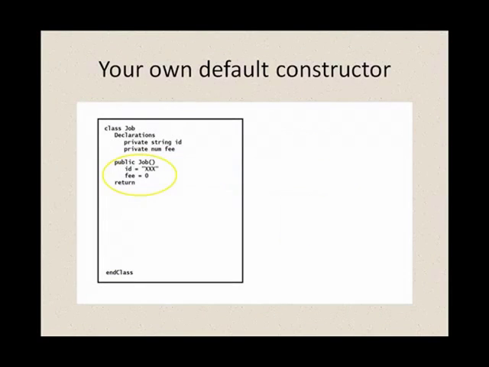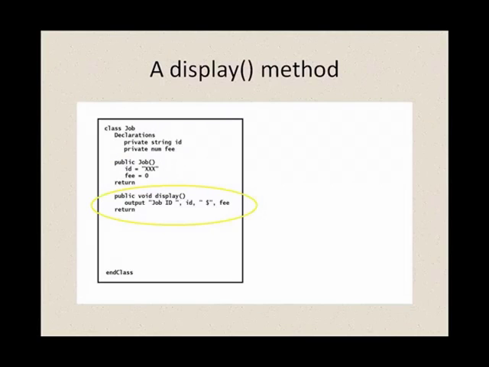You can write your own default constructor, one that does not accept any parameters. For example, you might decide every time a job is created you don't want the default values in your programming language, but you want the ID to be XXX and the fee to be 0. Let's also look at a display method that will output the data after it's set.